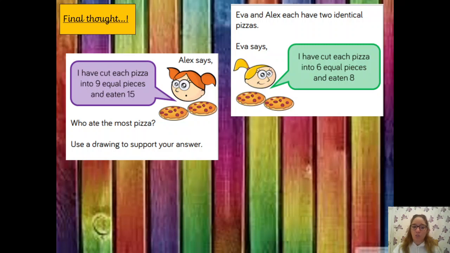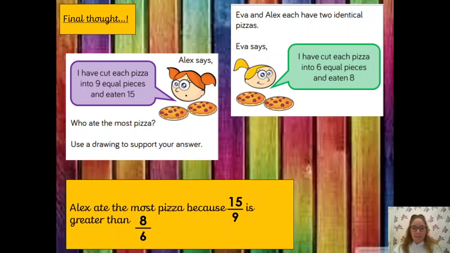And your answer, of course, is Alex ate the most pizza because 15/9 is greater than 8/6. Hopefully you would have got that, especially if you drew your bar models, and they were the same size.